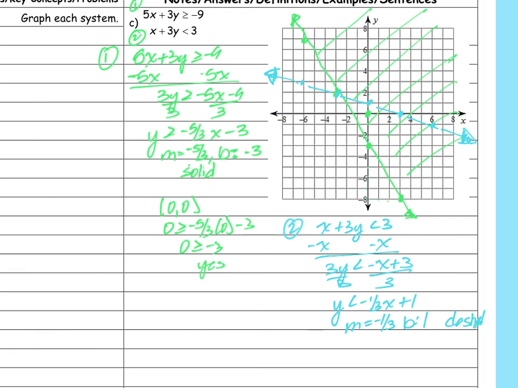Point 0, 0 is not on the line. So I've got 0, 0. And 0 is less than negative 1/3 times 0 plus 1. Is 0 less than 1? Yes. So in here, it overlaps in this area. Okay. Beautiful. There we go.